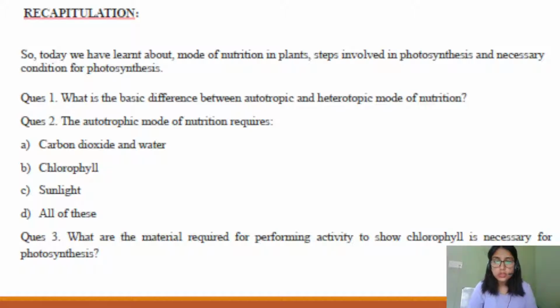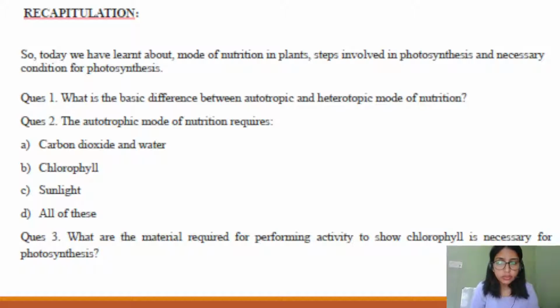Yes, so the answer to this question should be all of this. Why all of this? Because we have seen that in the autotrophic mode of nutrition, carbon dioxide is required and water is also required by the plants. They undergo this autotrophic mode of nutrition, and chlorophyll is the pigment that is also required for the process of photosynthesis, by which the plants make their own food. And sunlight is also an essential part of that process. So all of these will be the correct answer for this question.